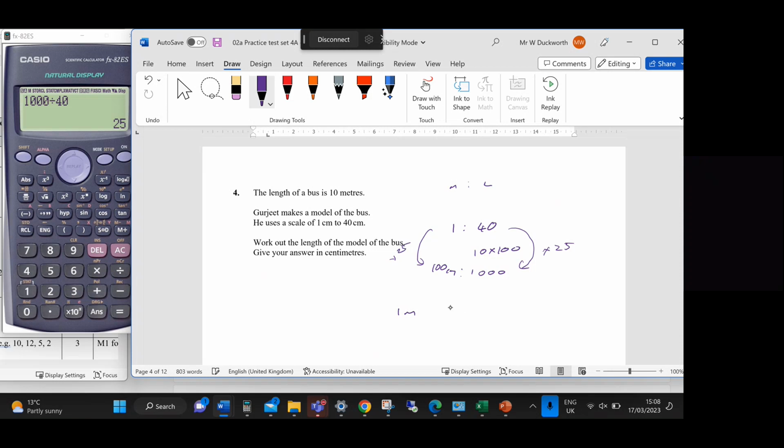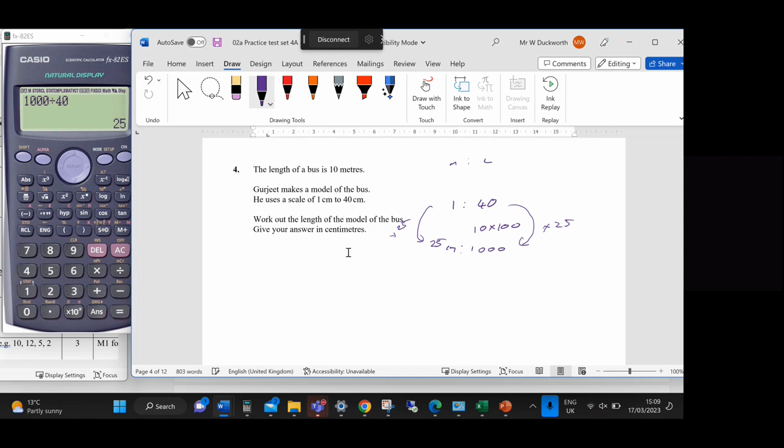So it's going to be 25 centimeters. So let's change that there, 25. Apologies for the mistake there. So I'm going 25.